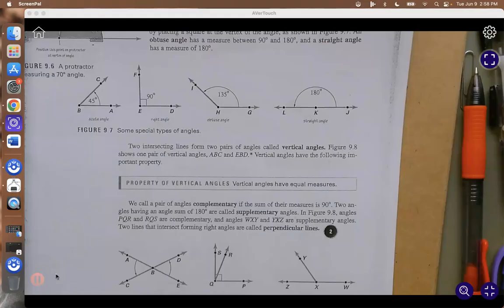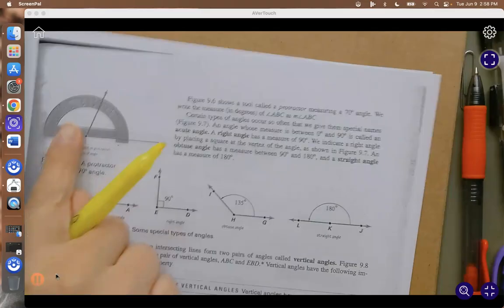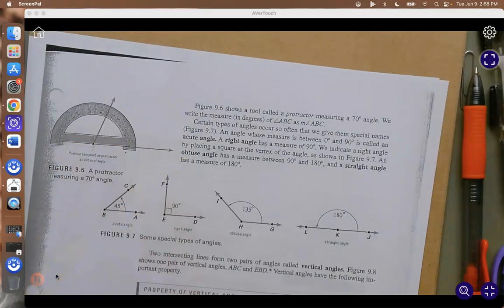Alright, let's go to the next page. Figure 9.6 shows a tool called a protractor. Okay, you have a protractor right here. If you were in class, I would pass out some protractors so you could see how they work.